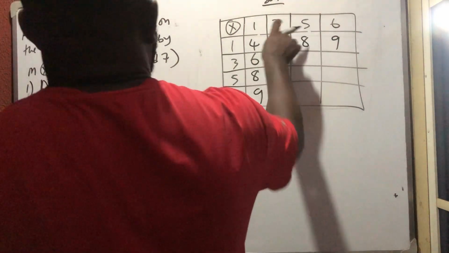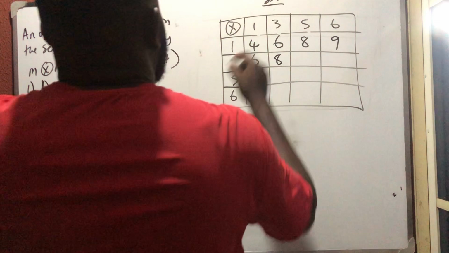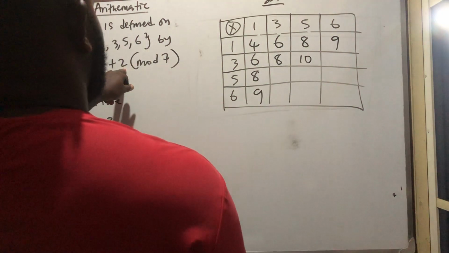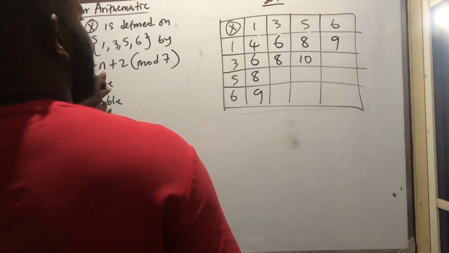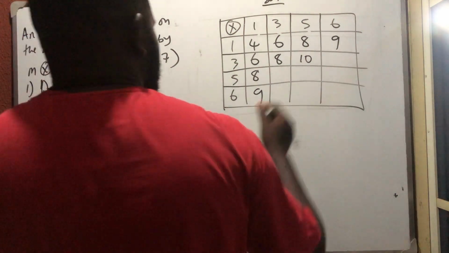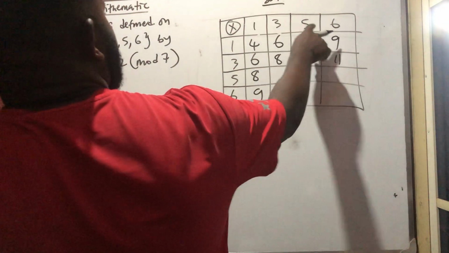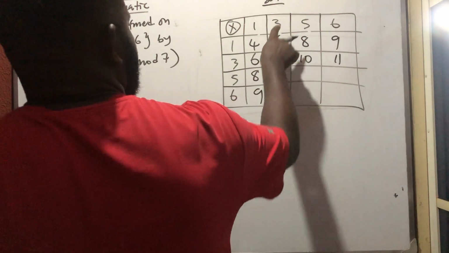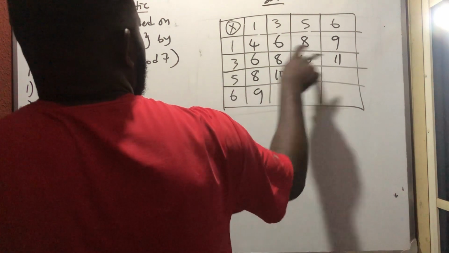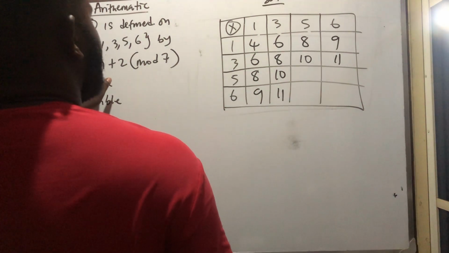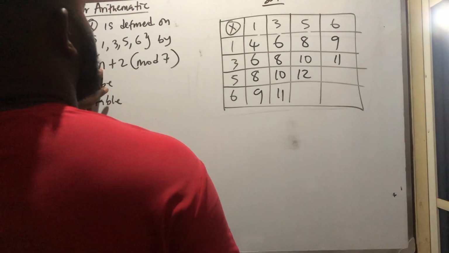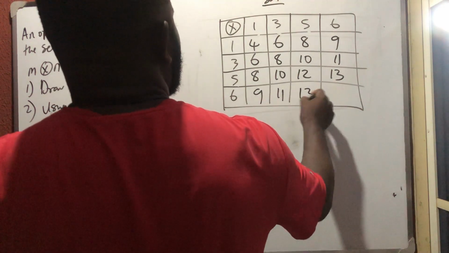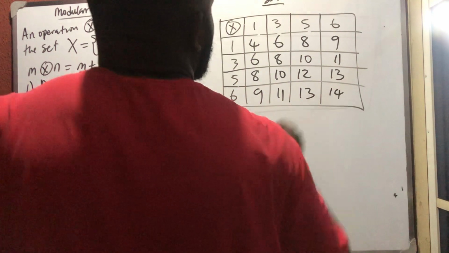Okay, so let's go now. 3 and 3. 3 plus 3, 6. 6 plus 2 is 8. 3 plus 5 is 8. 8 plus 2 is 10. 3 plus 6 is 9. 9 plus 2 is 11. 5 plus 3 is the same as 3 plus 5, which is 10. 6 plus 3 is the same as 3 plus 6, which is 11. So 5 plus 5, 10. 10 plus 2 is 12. 5 plus 6 is 11. 11 plus 2 is 13. So 6 plus 5 is the same, 13. 6 plus 6 is 12. 12 plus 2 is 14. So this is how we're supposed to have it.